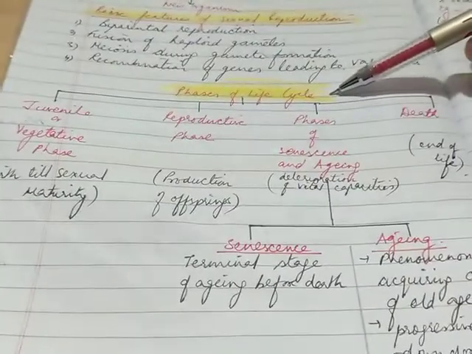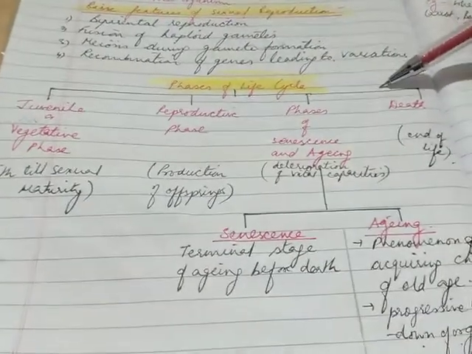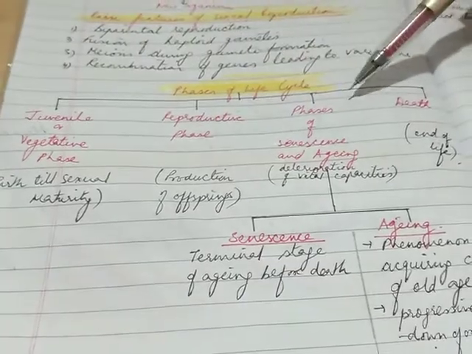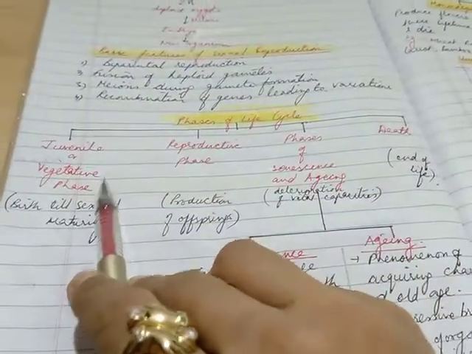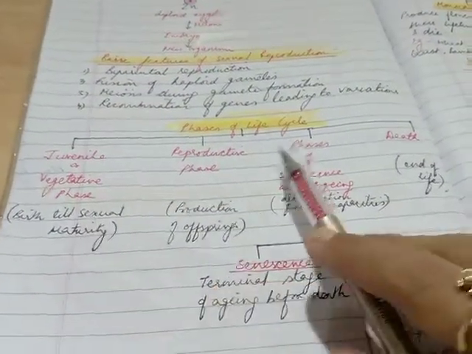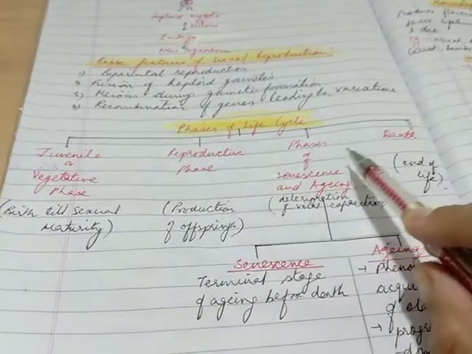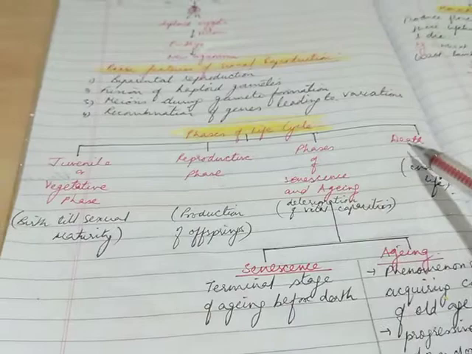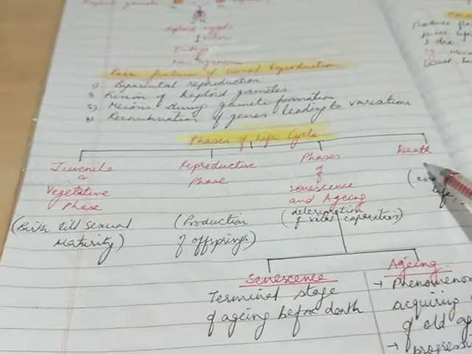To move further, phases of life cycle. Every individual's life is divided into 4 phases. First, juvenile or vegetative phase. Second, the reproductive phase. Third, the phase of senescence and aging. And fourth, the end of life, that is death.